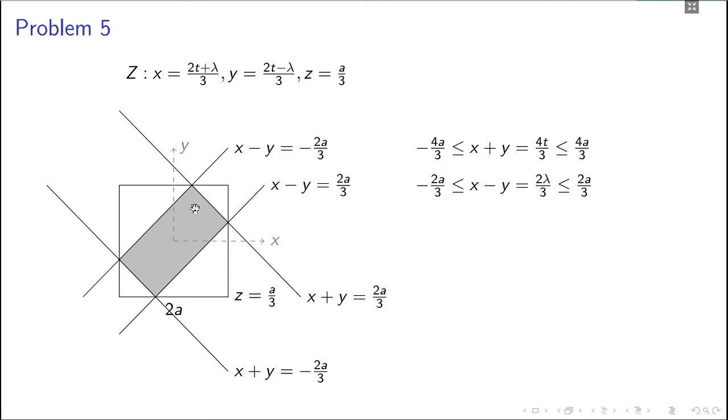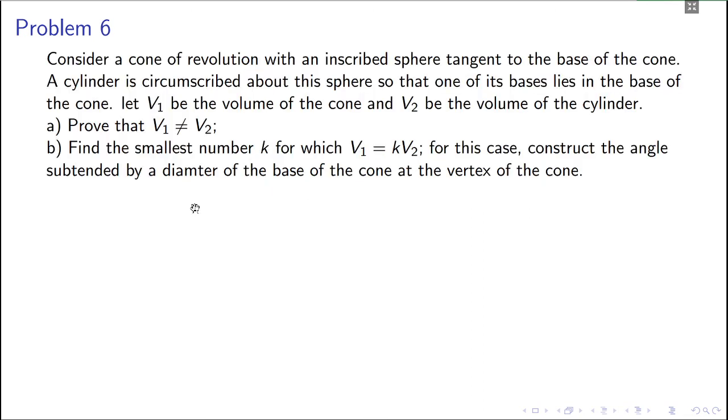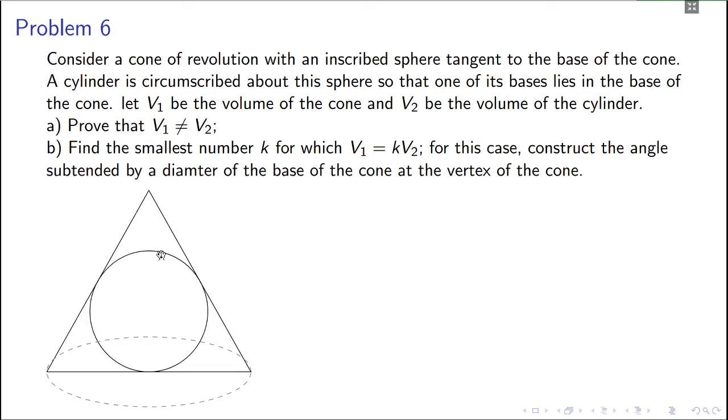So this is problem 6. It says consider a cone of revolution with an inscribed sphere tangent to the base of the cone. So this is the cone, and there is a sphere inside. And then it says a cylinder is circumscribed about the sphere so that its bases lie in the base of the cone. So there is also a cylinder about this sphere.